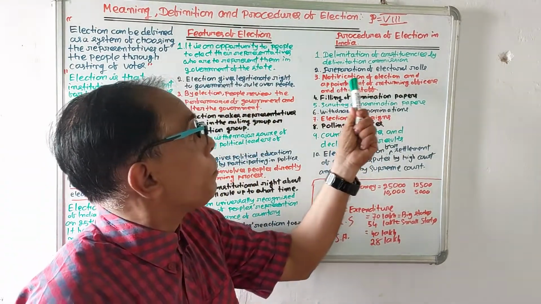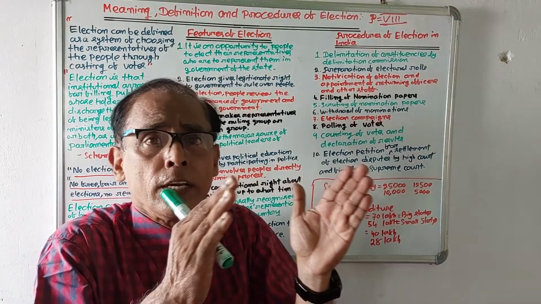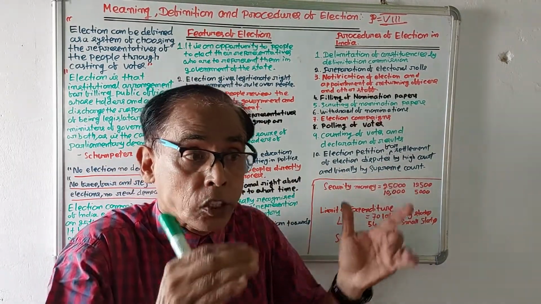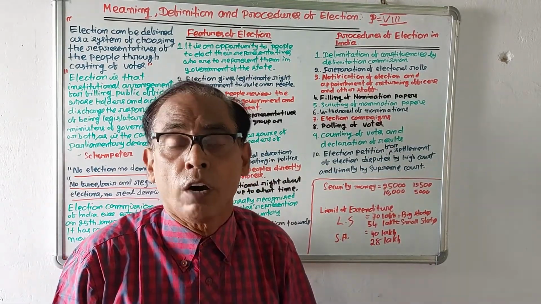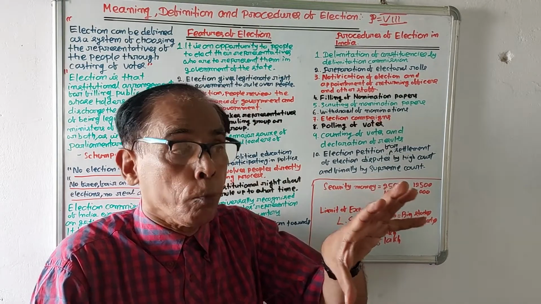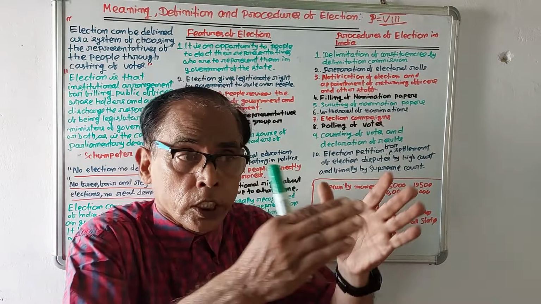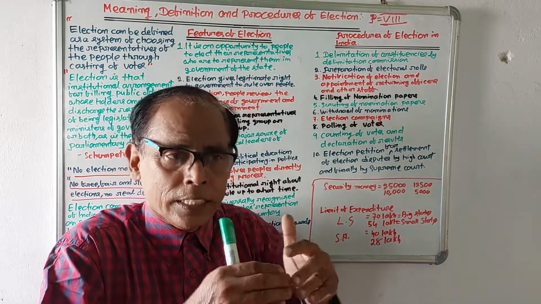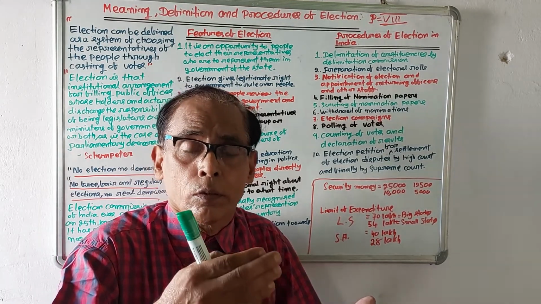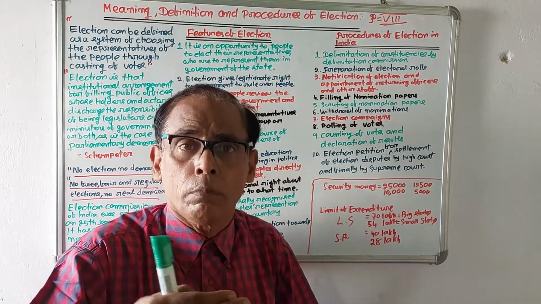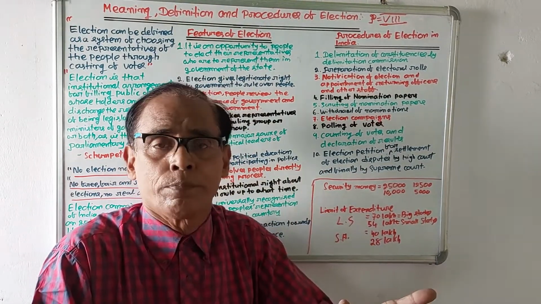Number 2, preparation of electoral rolls. The second procedure is preparation of electoral rolls. For all the constituencies of India, polling registers or electoral rolls will be prepared. And these electoral rolls are prepared with some years of gap. From time to time, electoral rolls are updated.